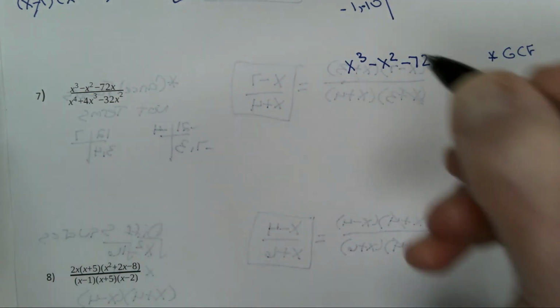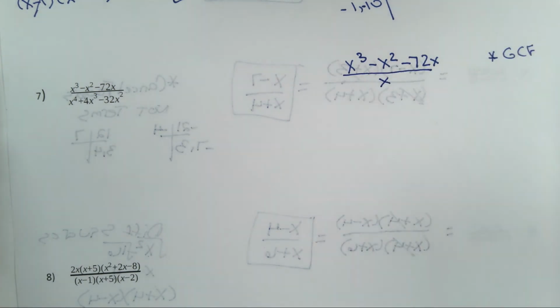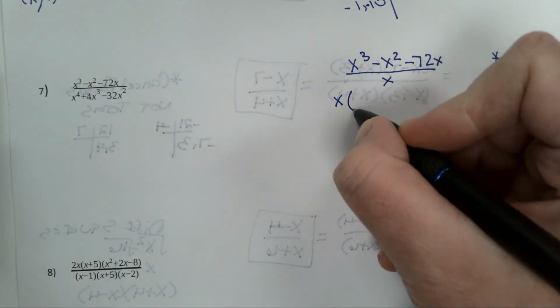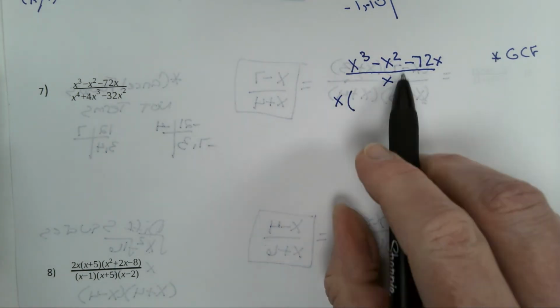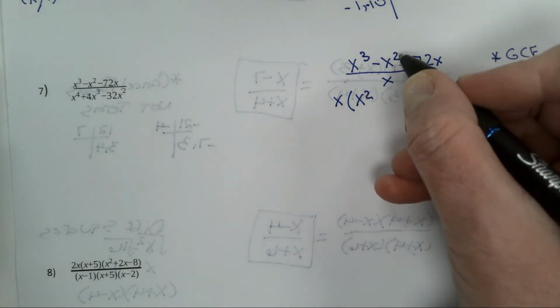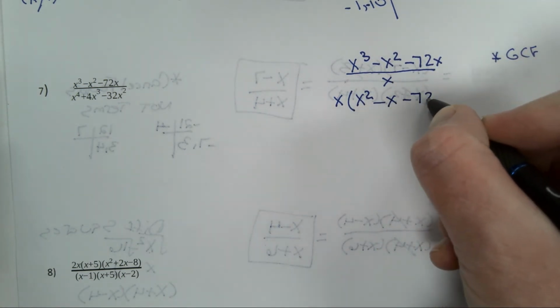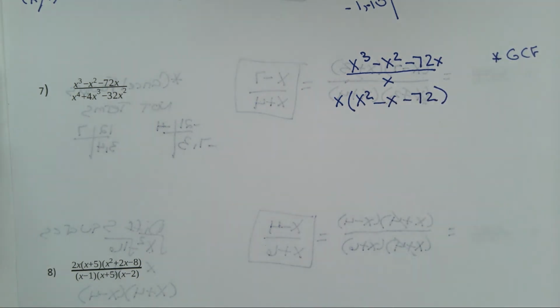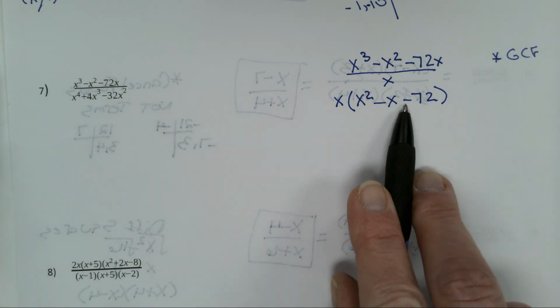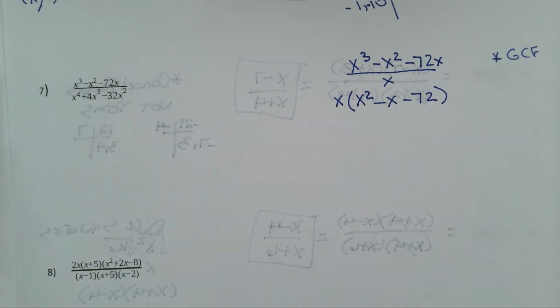Every single term has an x, so I'm factoring out an x from all of them. You bring down your GCF, and then when you divide variables, you subtract exponents. That's how I get x squared minus x minus 72. Everything has to be fully factored. Just because you do one thing doesn't mean that you're done.